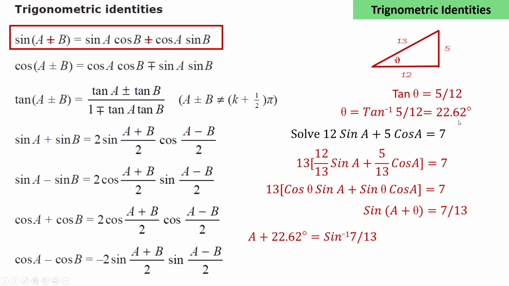So a plus 22.62 degrees, the value we calculated for theta, is sine to the minus 1 of 7/13, which can equal 32.58 degrees, 147.42 degrees, and so on, depending on the range that's given for a. Therefore, a can be 9.96 degrees or 124.80 degrees, and so on.